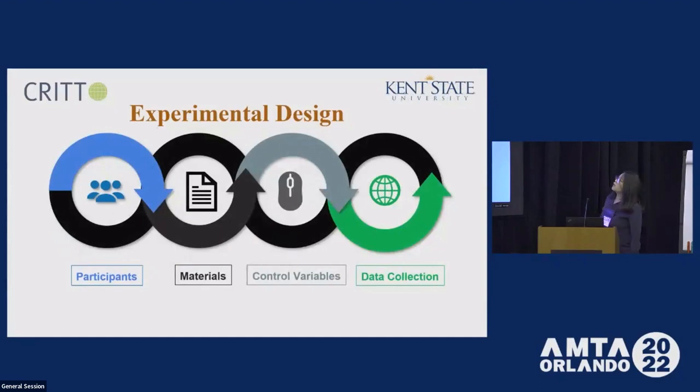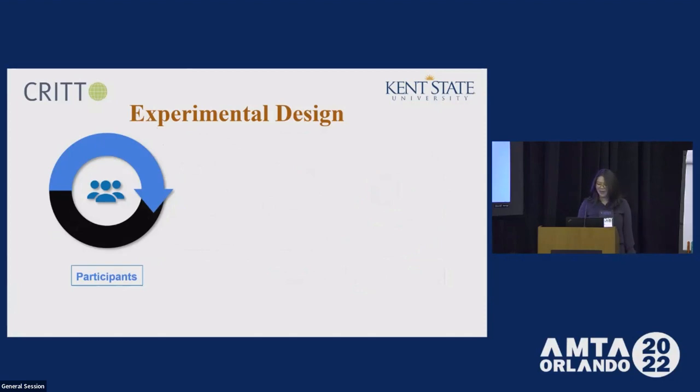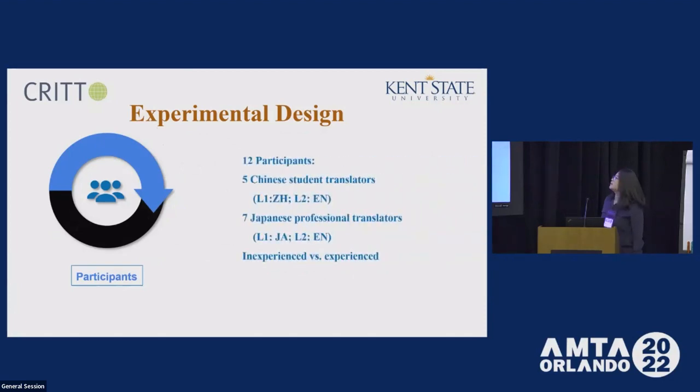And we want to emphasize our experimental design because this is a pilot study with our new research tool. The first thing I want to say is our participants, because it's a little bit special. We hired 12 participants in two groups. One group is 5 Chinese student translators. Their L1, their first language, is simplified Chinese, and their L2 is English. And we also hired 7 Japanese professional translators. Their L1 is Japanese, and their L2 is English.